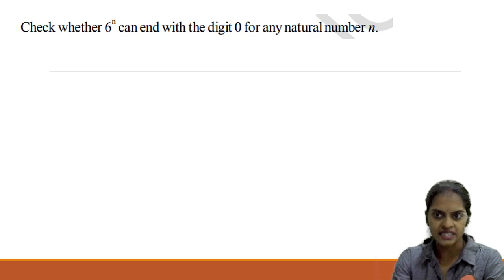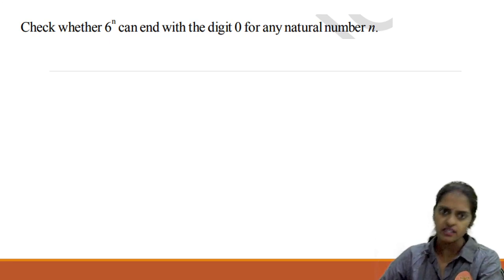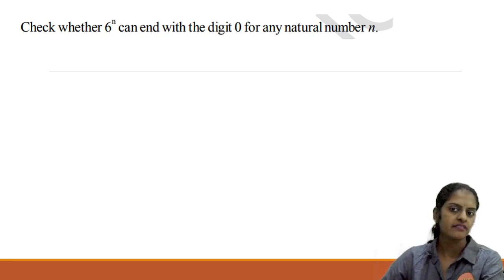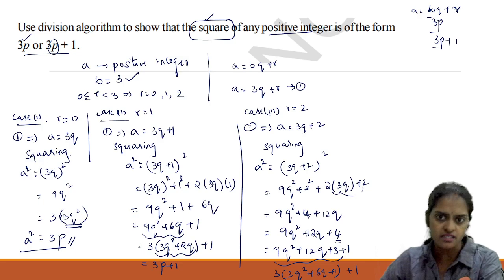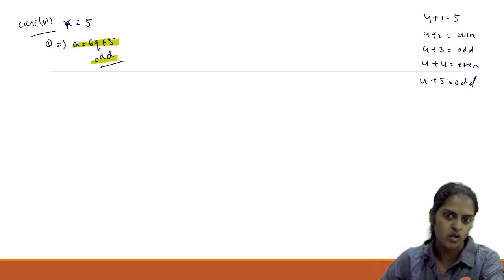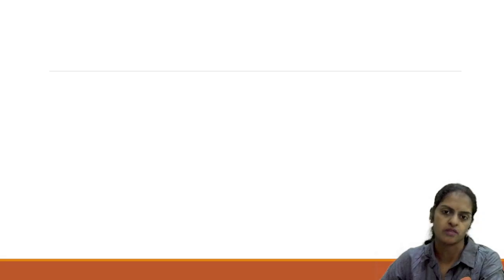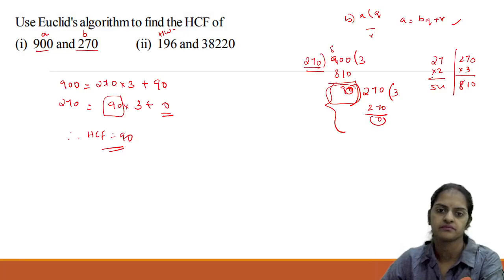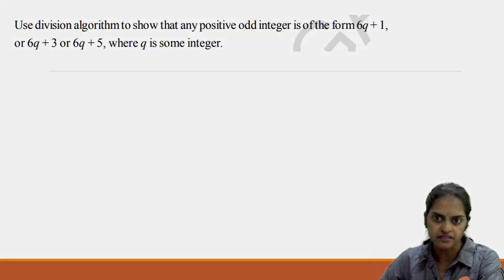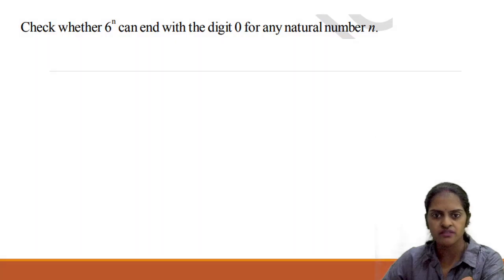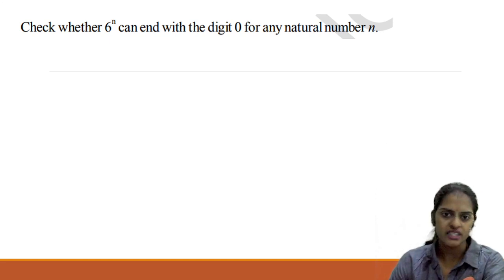Now let us go to the next question, the next important model. Check whether 6 power n can end with digit 0. Let me just revise whatever we have discussed. This is an essay question model, children. This is also an essay question model. This is short. So we have covered the most important essay questions from exercise 1.1. Now there is one more short question which is very important: check whether 6 power n can end with digit 0.